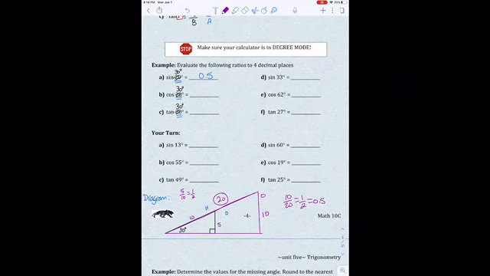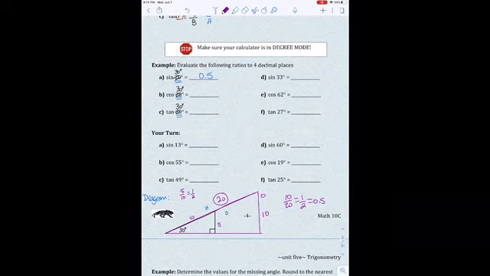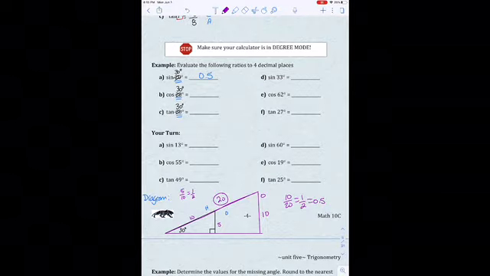So that ratio can be a decimal, a fraction, etc. So hopefully that kind of makes sense. Okay, no matter what, and that's like a truth, every single angle ratio is programmed into your calculator.